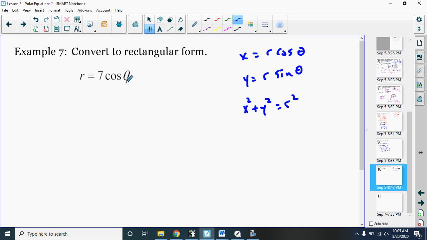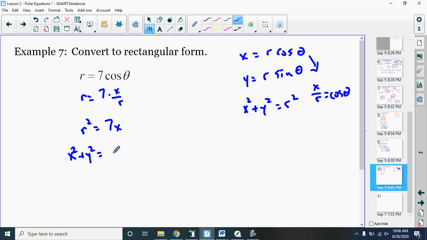First thing I'm going to do is work with this cosine theta. So if I solve this equation, it's going to say x over r equals cosine theta. Multiply both sides by r. And now I've got x squared, so I can replace it with this. It'd be okay to leave it like that. Usually this is a circle. Usually circles, we get them equal to 0.